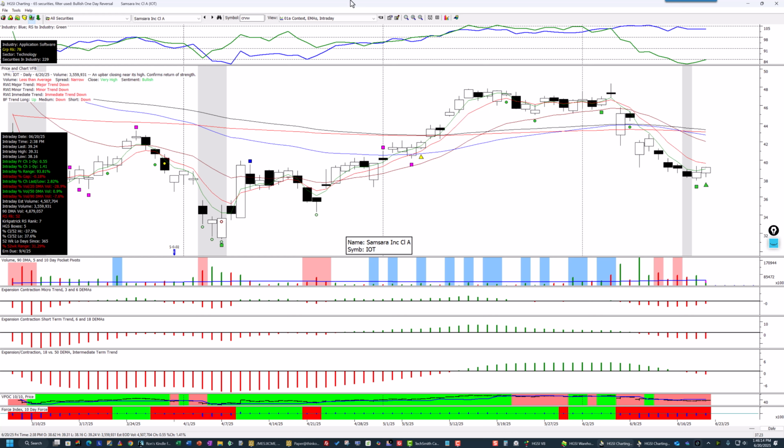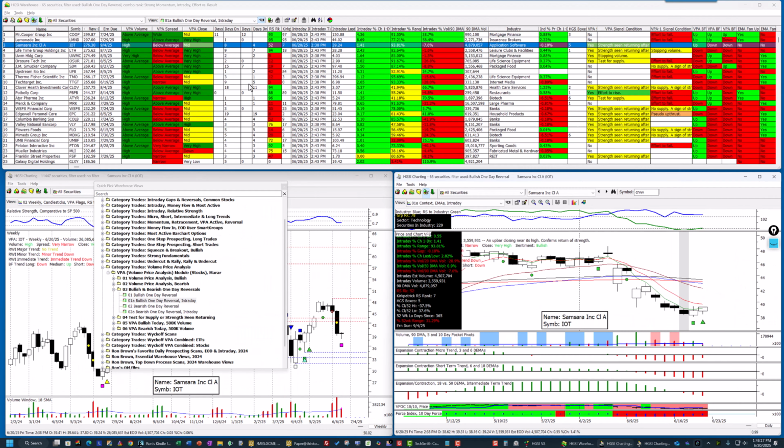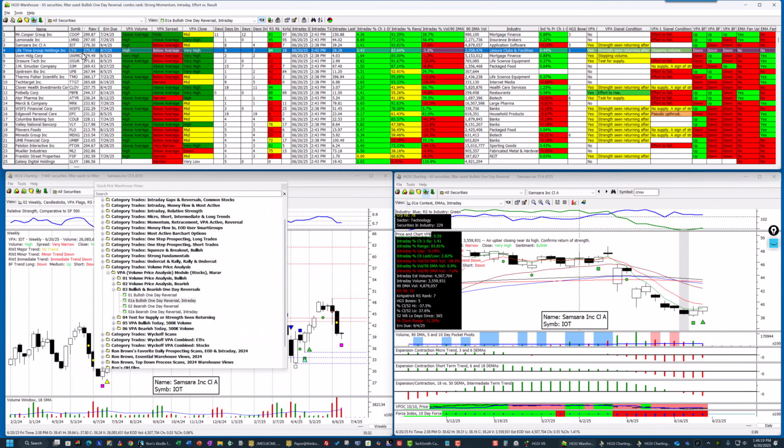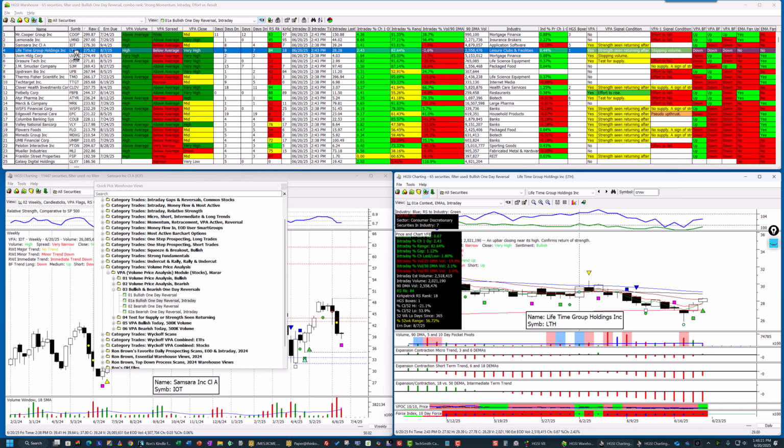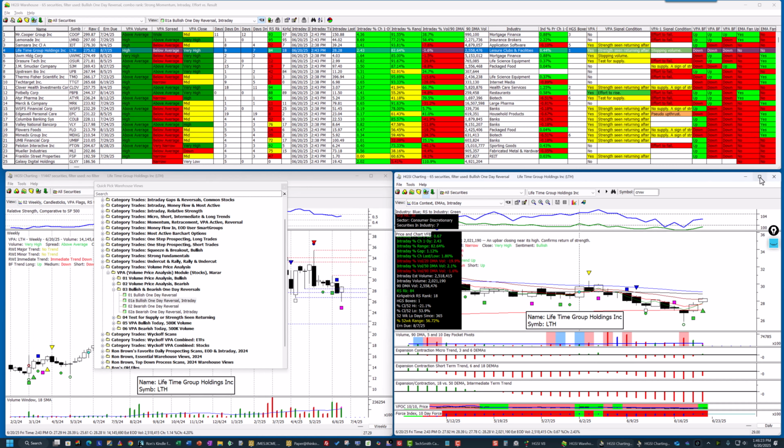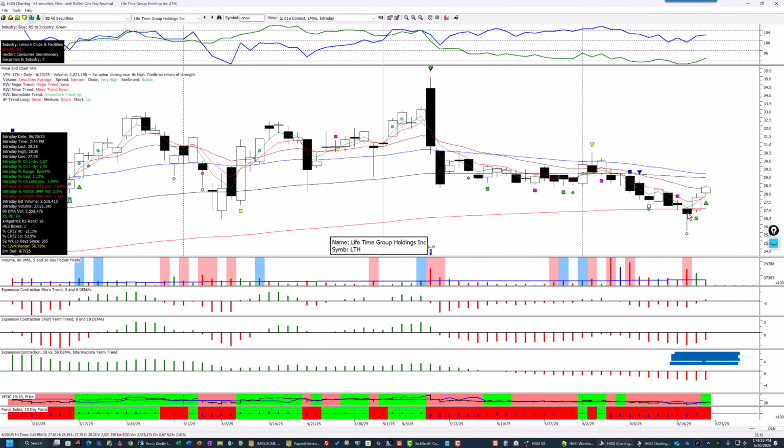Now those are just 3 examples. Let's do one more. Lifetime Group Holdings. See what happened here. Here was the prior day. Here is the one-day reversal on here. That created a strength seen returning after a downtrend, and here's a confirmation of that strength today.